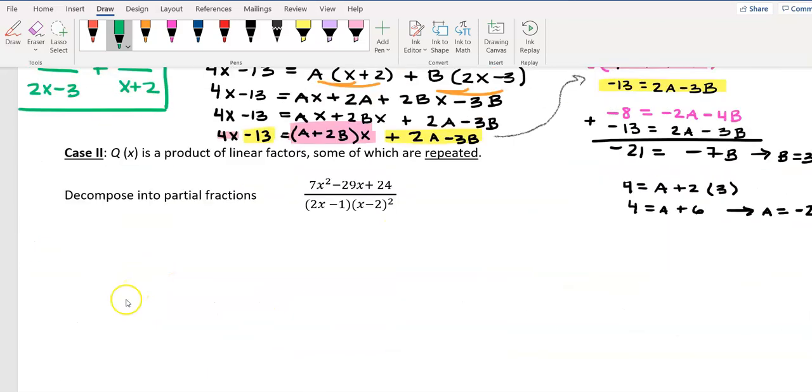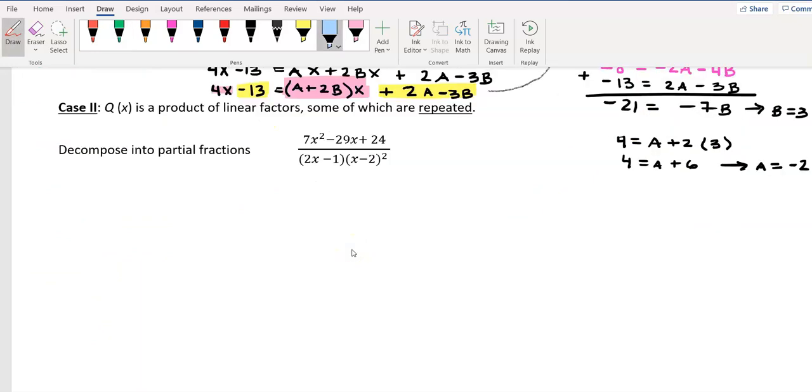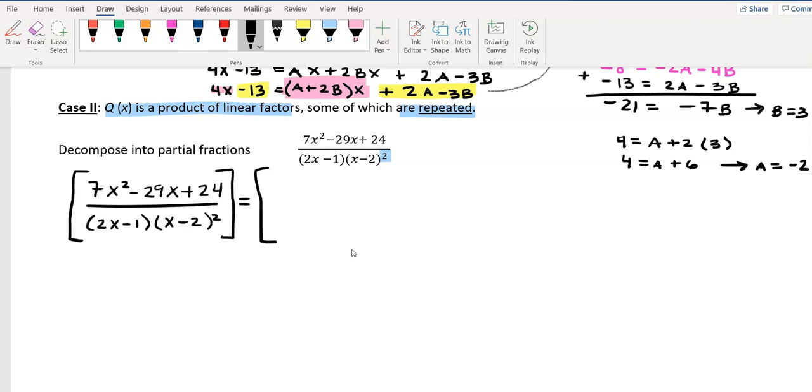All right, let's look at case 2. So case 2 is when your denominator is a product of linear factors where some of them are repeated. And notice in our denominator here, this initial factor is by itself, it's unique, but this second factor here is repeated because it has an exponent of 2. So to get this set up, the left-hand side stays the same, but the right-hand side, remember, has to be expressed as several fractions, right? And your denominators are going to be your linear factors.